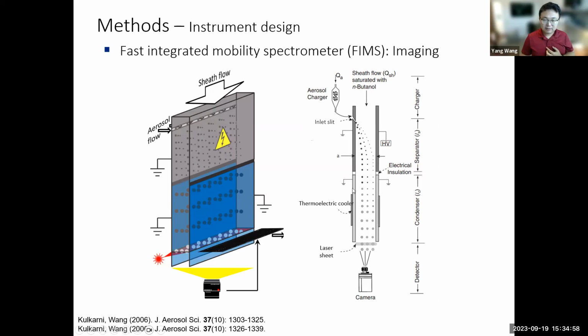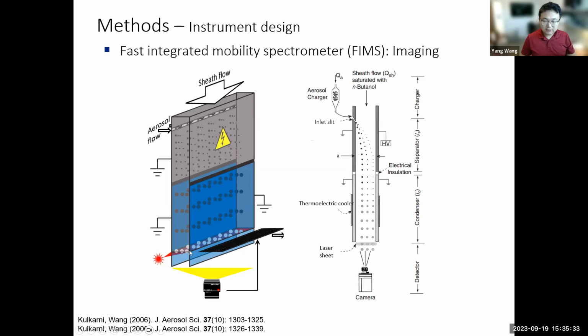Then what happens is that the condenser is connected to, or basically you use, thermoelectric coolers to reduce the temperature in the condenser section. As you can imagine, since you have a lower temperature here, the butanol vapor or alcohol vapor is going to grow onto these particles. And since these particles are already classified here, and the condenser is also grounded, these particles will keep their original trajectory and just move with the sheath flow vertically downwards.